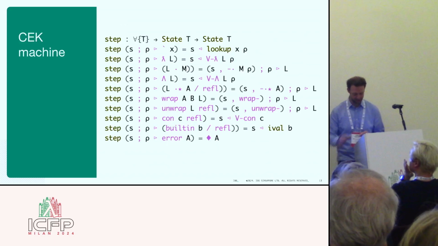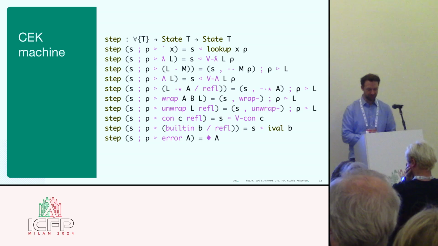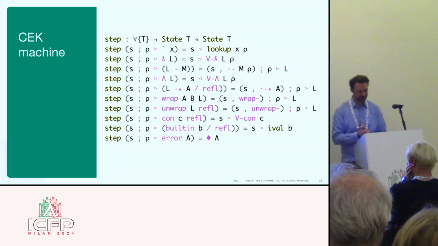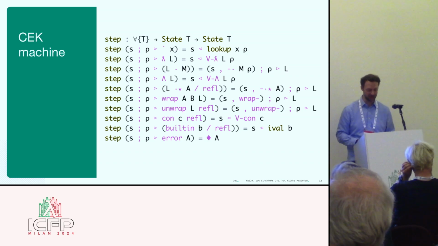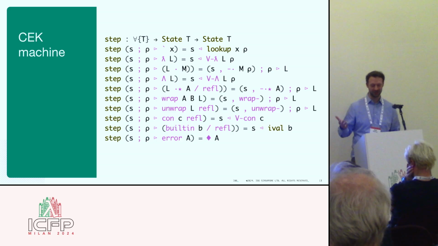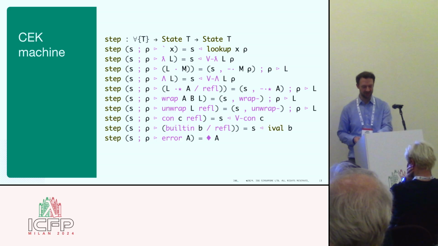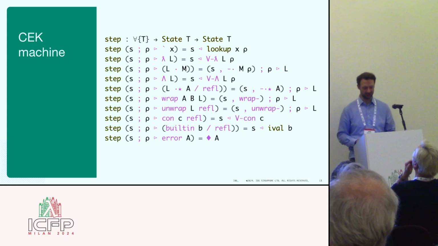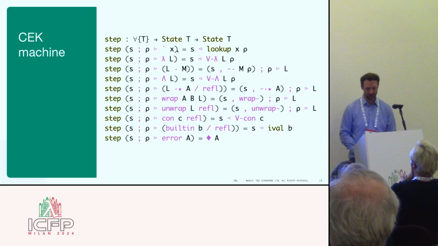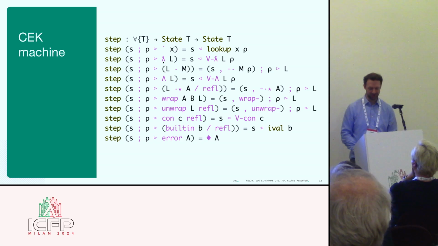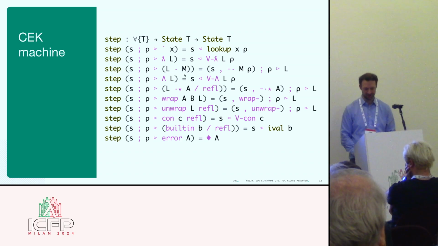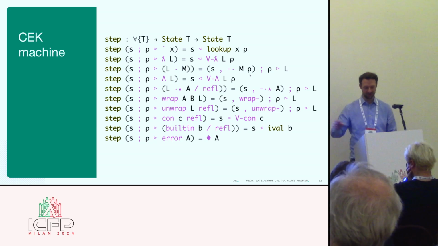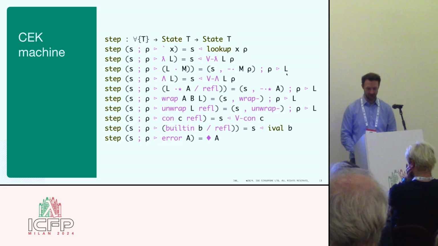Here's a little example. This is the evaluator. This is the CEK machine, or a bit of the CEK machine. It's intrinsically typed, taking a state of type T to a state of type T. So if it's a variable, you look it up. If it's a lambda, then it's already a value, and you change modes. If it's an application, you stash the argument and carry on processing the function.